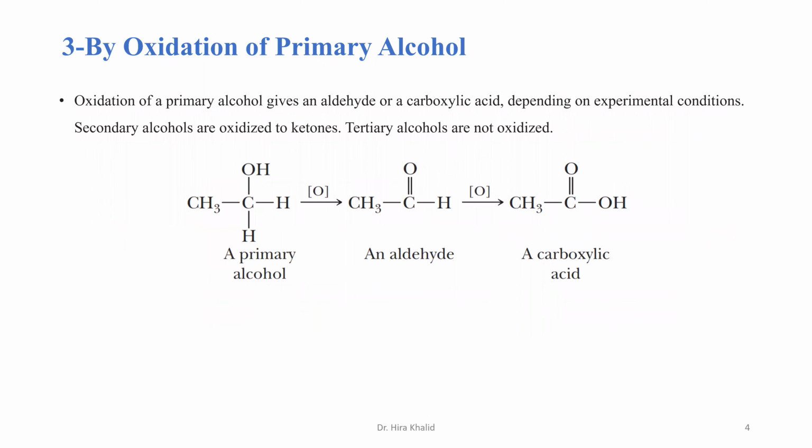Now we'll see another method, which is the oxidation of primary alcohol. The oxidation of primary alcohol gives an aldehyde or a carboxylic acid, depending on experimental conditions and whether we go for further treatment of that aldehyde. Secondary alcohols oxidize only to ketones, so they do not give you the carboxylic acid. Tertiary alcohols, because they are already saturated with alkyl groups, do not oxidize.